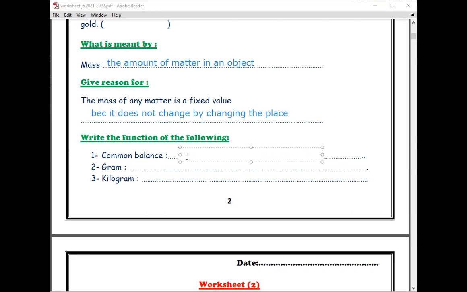I write it again. It's a tool used to measure the large masses like fruits or vegetables.